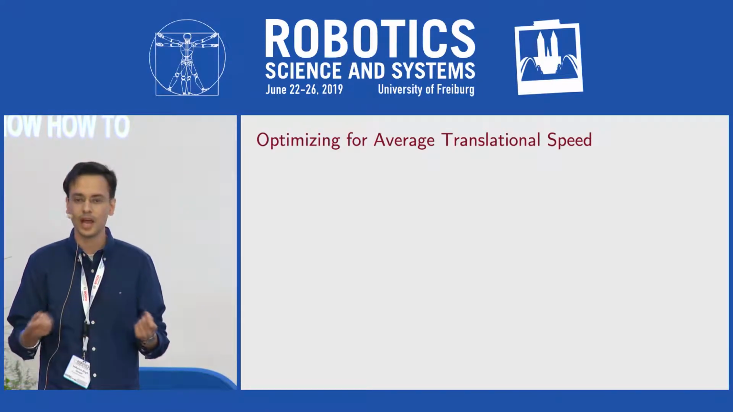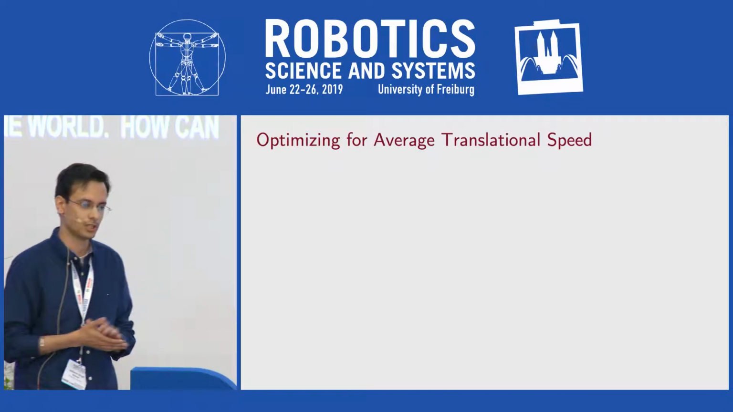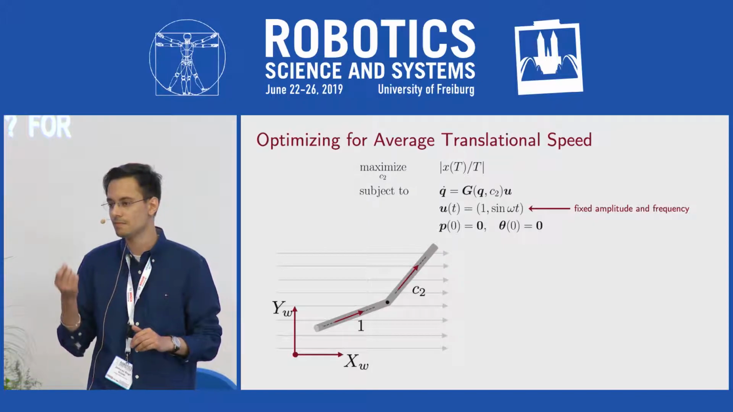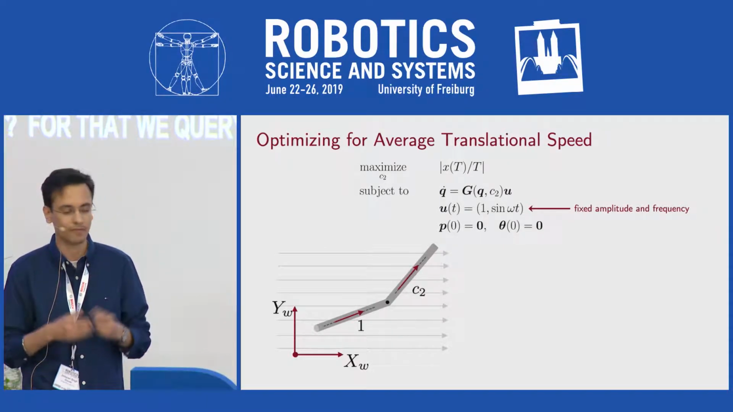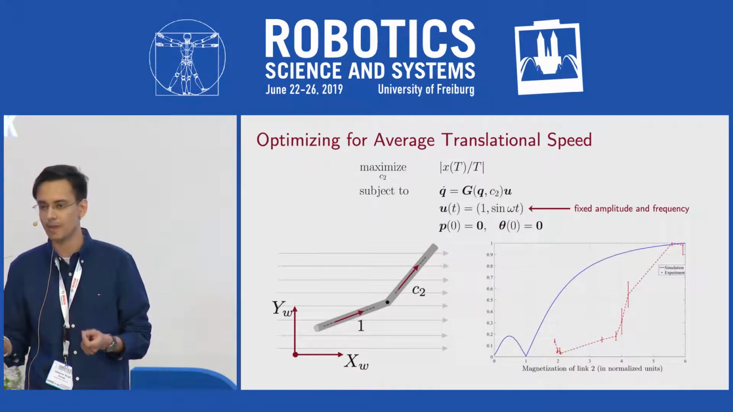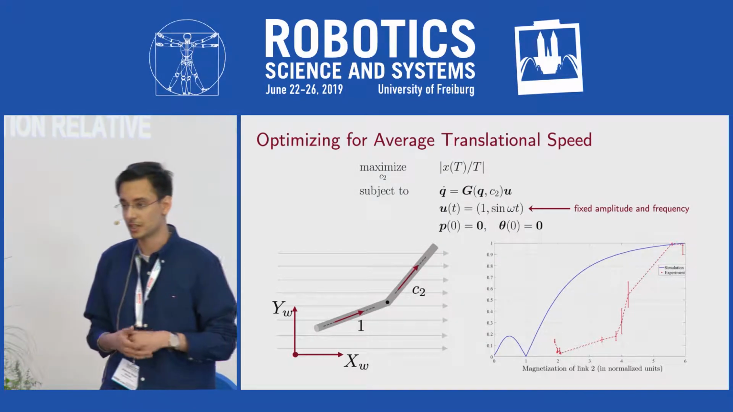All right, well, now that we know how to make the swimmer move along different directions in the world, we ask, how can we optimize the speed of translation? So for that, all that we do is pose a very basic optimization problem in which we query the magnetization ratio of the second link relative to the first link. And we find from our experiments, as well as from our simulations, that as this ratio of magnetization of the second link relative to the first link increases, the speed of translation increases.